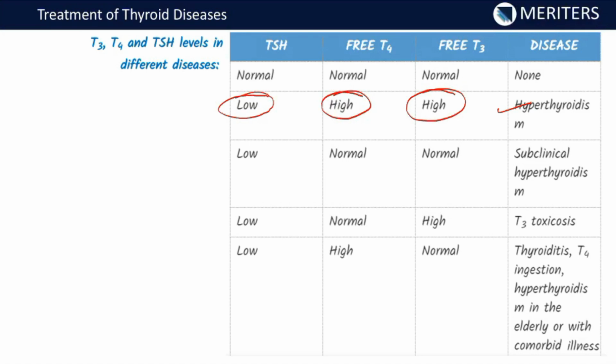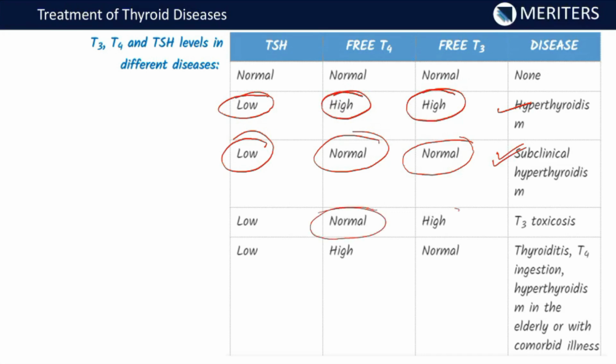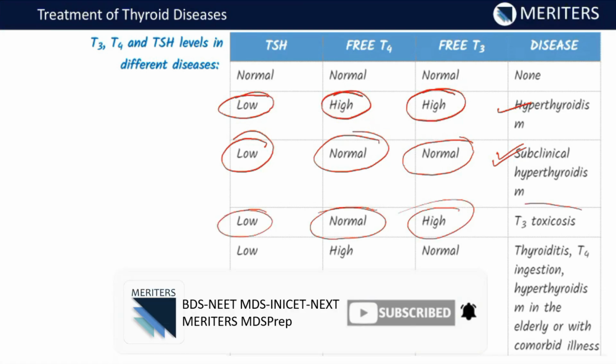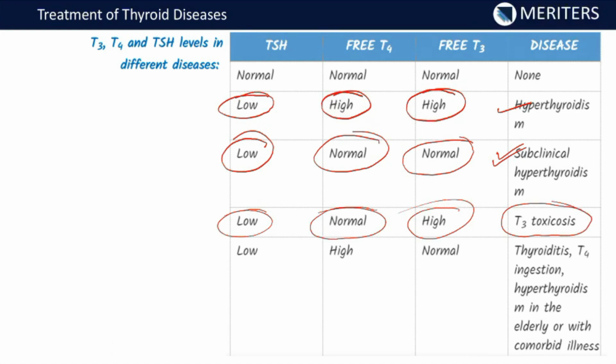Now next, if your TSH is low, free T4 is low and free T3 is normal, then it's a case of subclinical hyperthyroidism. Now when your T4 is normal, your T3 is high and your TSH is low, that is T3 only toxicosis. So T4 is normal, TSH is low, only T3 is increased. That condition is T3 toxicosis.